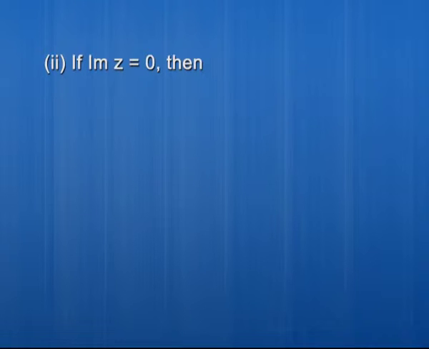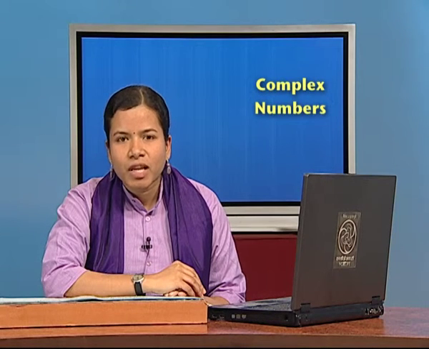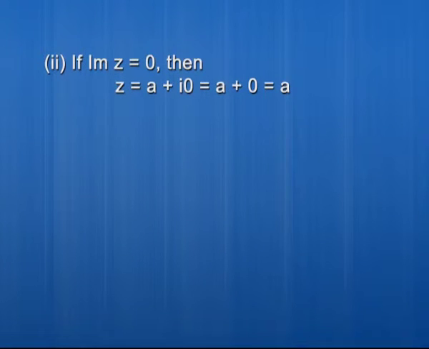If imaginary of z is 0, it means b is 0. And if we put the value of b in z is equal to a plus ib, we get z is equal to a plus i0, which is nothing but a plus 0, and it gives us a. Since a was a real number, we can say that when imaginary of z is 0, then z is nothing but a real number.